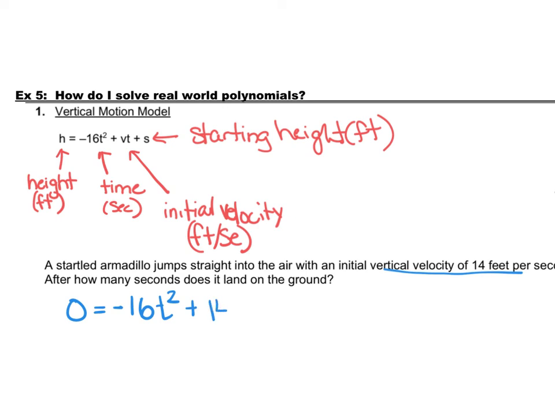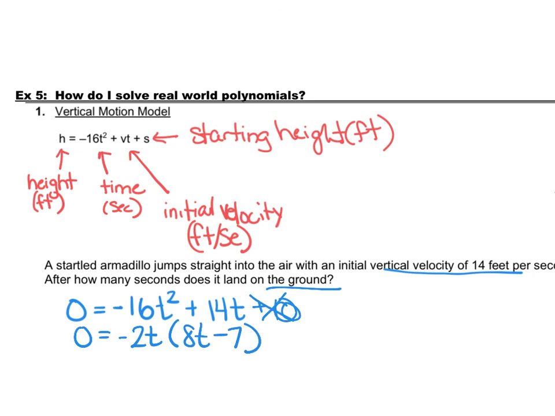So our 14t, and because it's going to land on the ground, it's going to be then plus 0. And usually, oops, I'm sorry, we would usually not write that. So let's go ahead and simplify this. I'm going to have 0 is equal to, I'm going to factor out a negative 2t times 8t minus 7. And so our t can be 0, or our t can be equal to 7 over 8. And what this represents is 7/8 of a second, back on the ground.